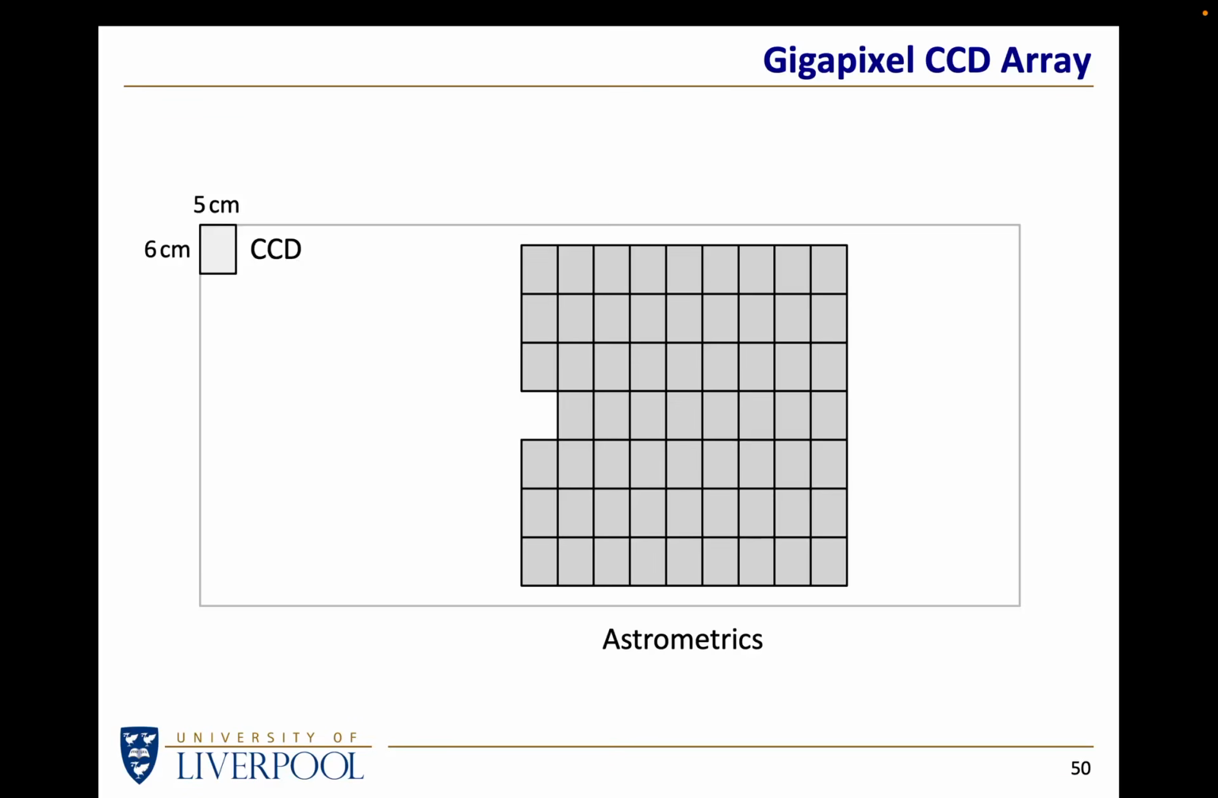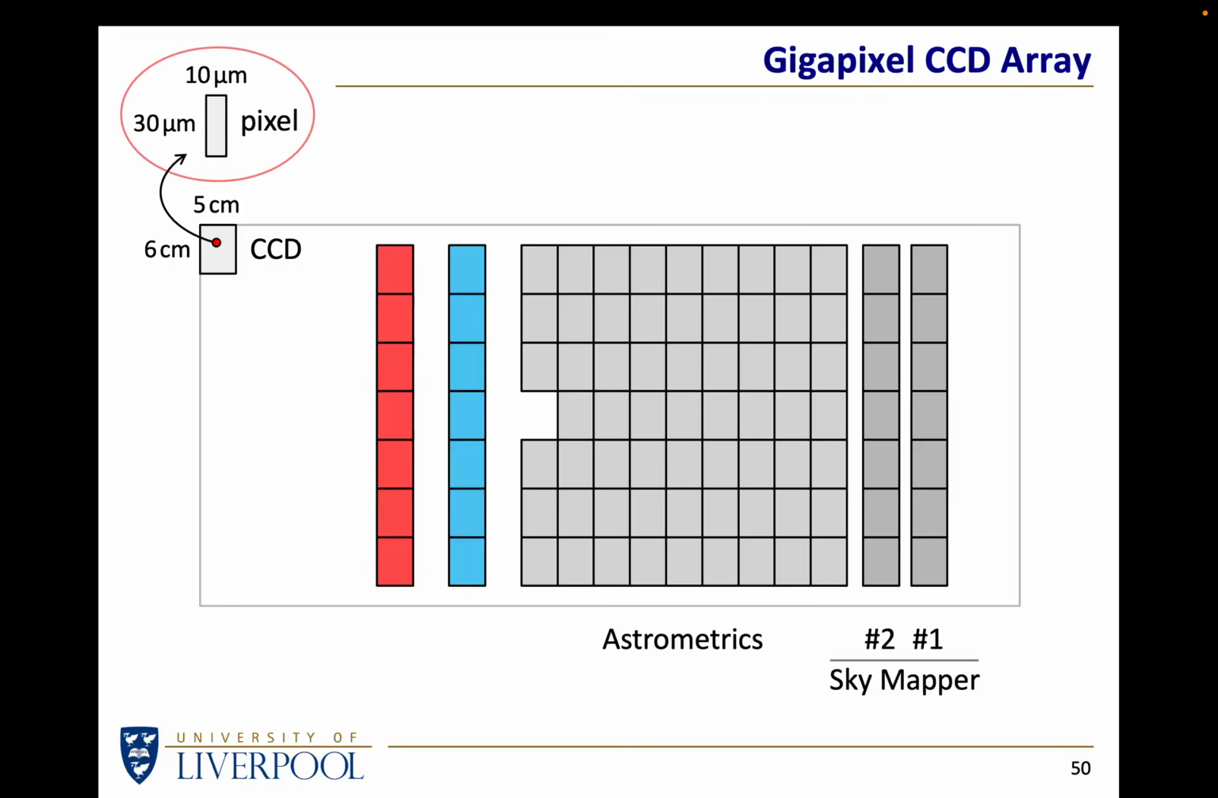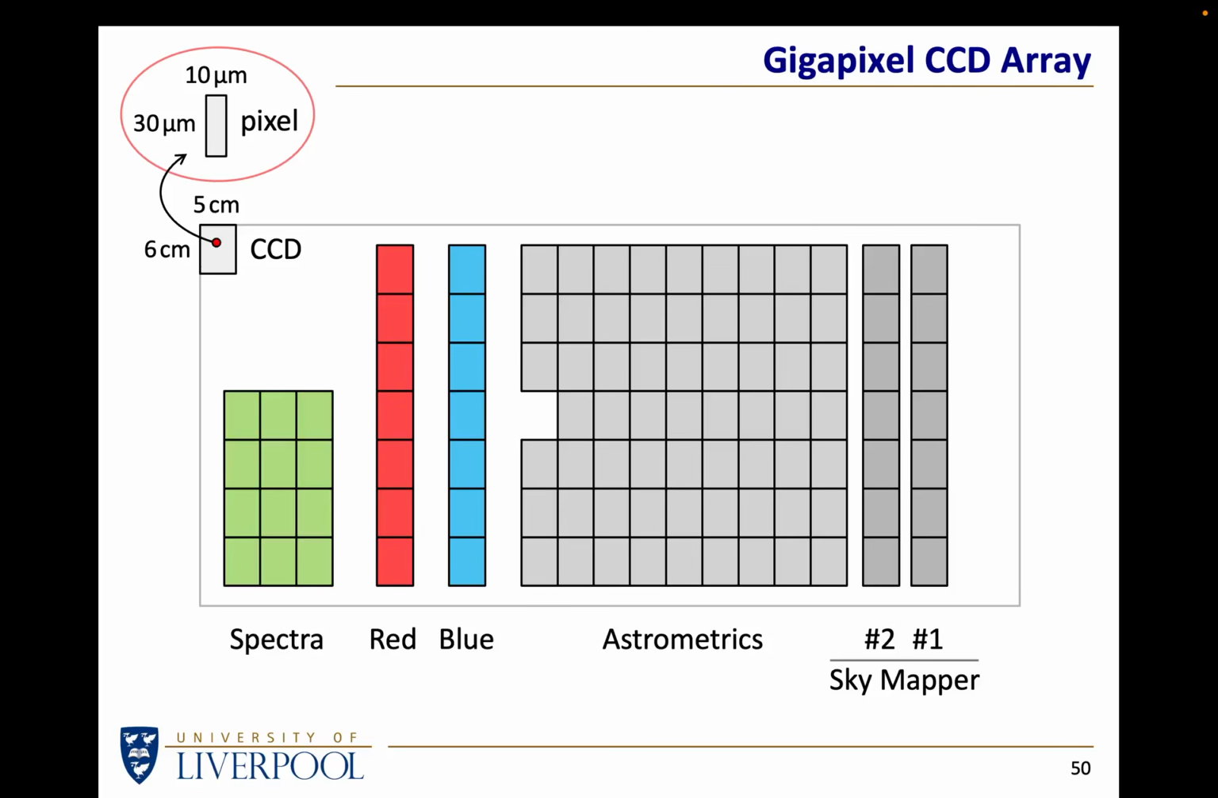Each of them is about 5 by 6 centimeters, and the individual pixels are not square because it's the precision with which the stars are moving across the CCD that is important. There's a couple of sets of CCDs which are responsible for figuring out, did this star come from telescope 1 or did this star come from telescope 2? There's also CCDs for measuring how bright it is in the blue and the red, and also there are CCDs for taking spectra as well.